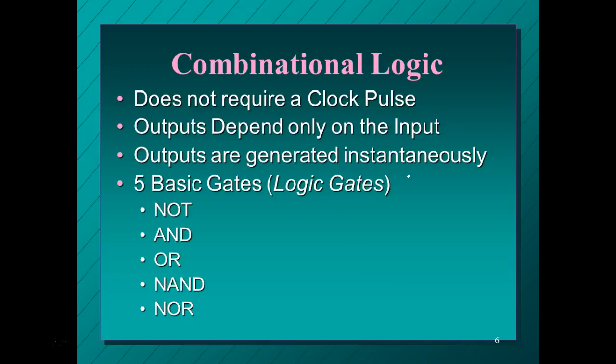So we have combinational logic. It does not require a clock or sequence. We have 2 types of ways we can send data. We can send it what we call synchronous. If I was going to send information between 2 devices, like my computer to my PLC, we can send it serial, or we can do it parallel.